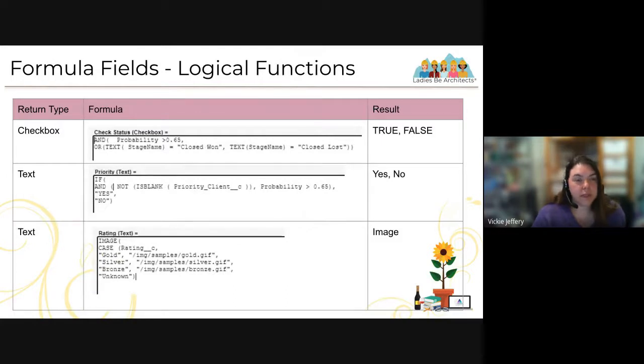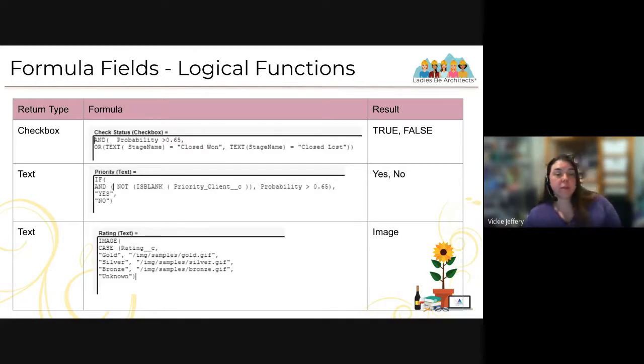This one's logical functions. So we've got a few in here. We're going to do some looking at returning the type of checkbox, and we're looking at whether the probability is greater than 0.65 and if it's closed won. I've forgotten what I'm doing with this one. So the result for this one's going to be true or false.